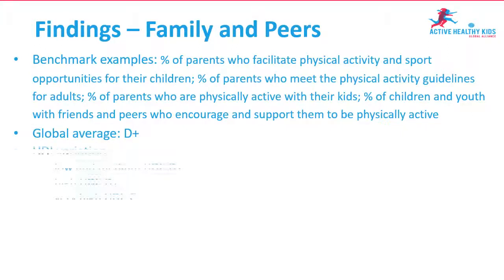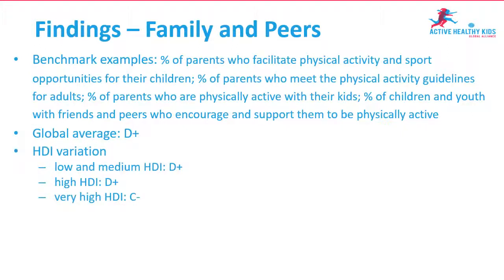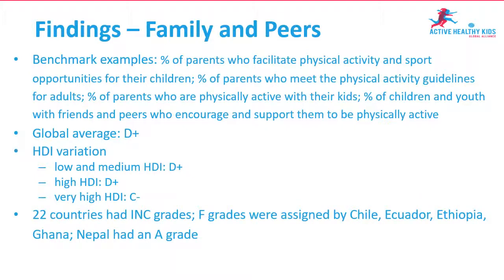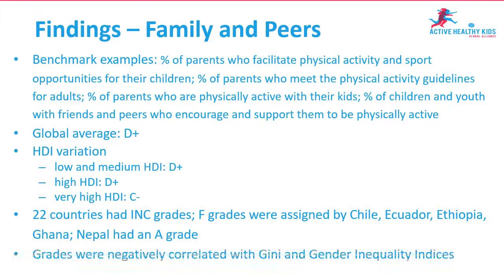The global average was D+. Low and medium income countries D+, high D+, very high C-, so very similar grades here. 22 countries had incomplete grades. F grades were assigned for Chile, Ecuador, Ethiopia, Ghana, and Nepal had an A grade. Grades were negatively correlated with Gini and gender inequality indices.